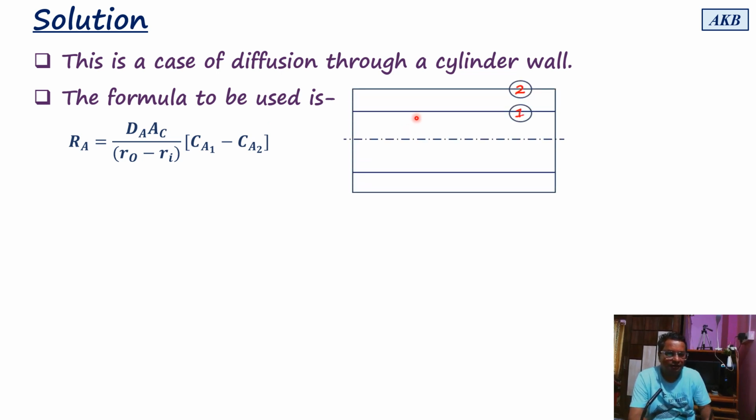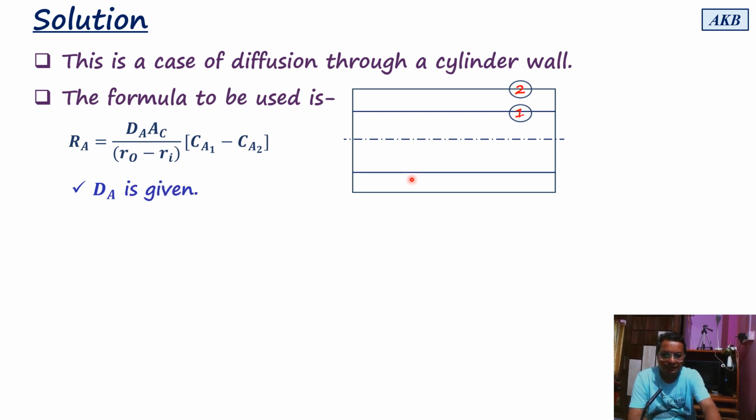I will show you the schematic. So CA1 is the concentration at this point and CA2 is the concentration at this point. RO is the outer radius, RI is the inner radius. DA is the diffusivity of A, which is given to us. AC is the area through which diffusion is taking place. We need to calculate this area first before you go and use this equation.